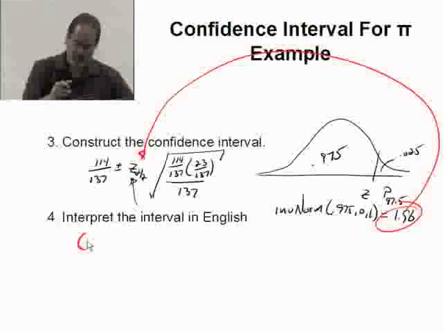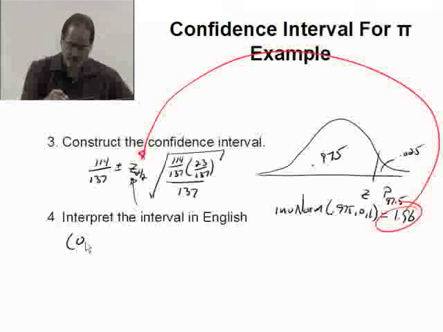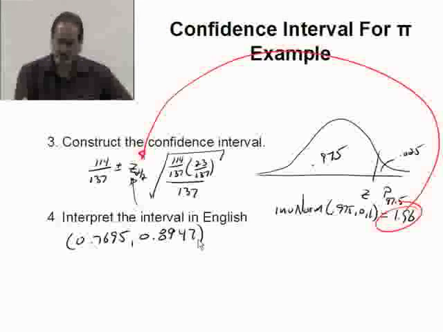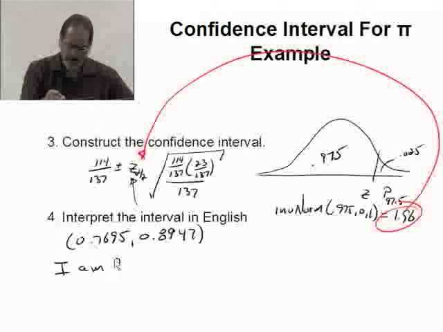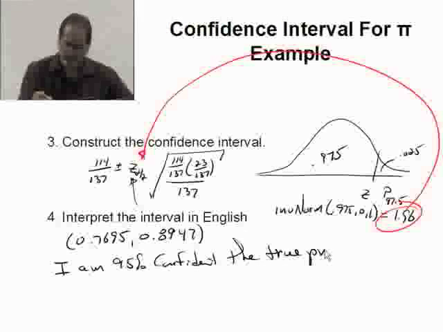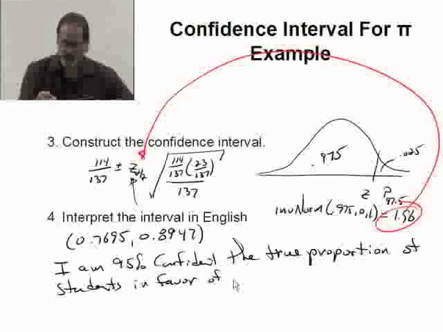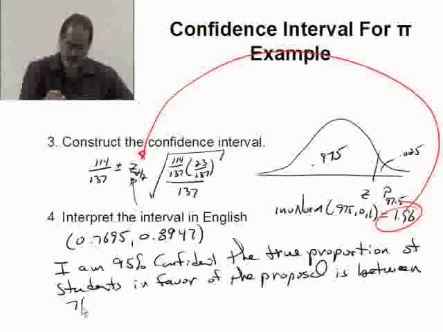So the confidence interval, oops, let me change ink colors, is 0.7695 to 0.8947. So now I'm going to say I am 95% confident the true proportion of students in favor, I'm just going to say of the proposal here, is between 76.95% and 89.47%.